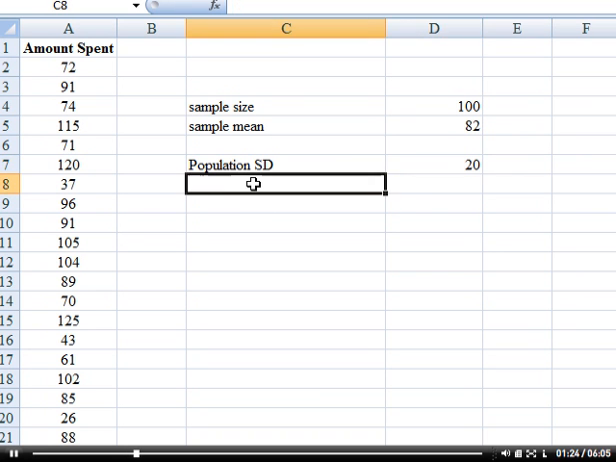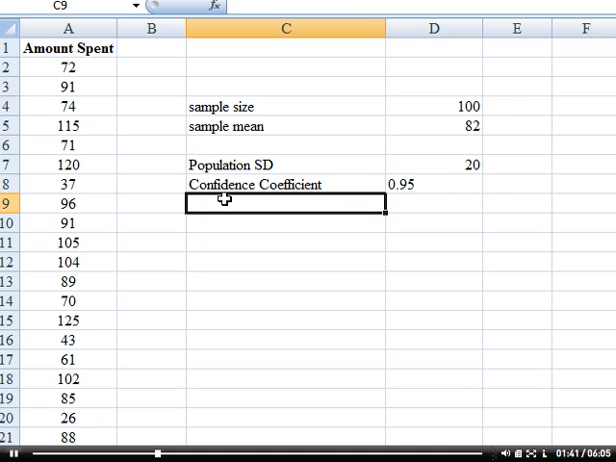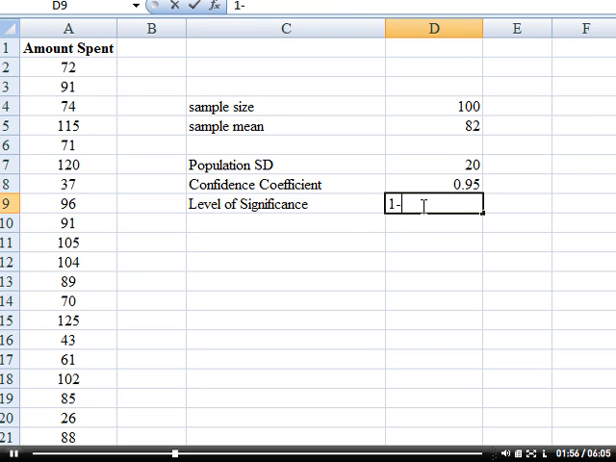We need to enter here the confidence coefficient. So we were asked to find a 95% confidence interval, so we enter 0.95. So the level of significance is 1 minus, and I'll enter cell number D8 here. One minus D8 gives 0.05 as the level of significance.